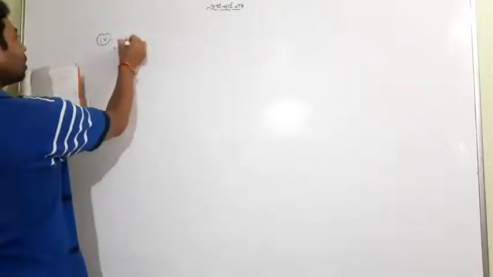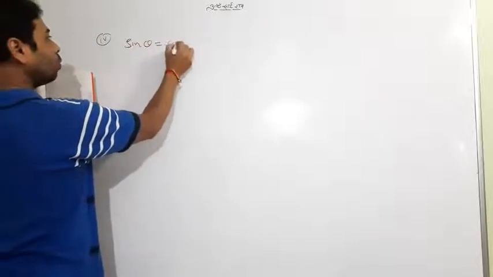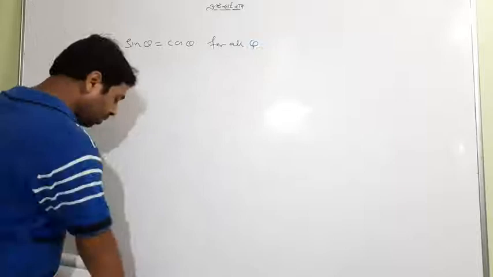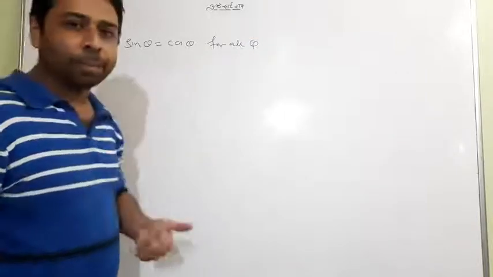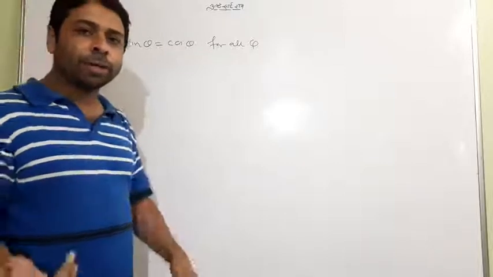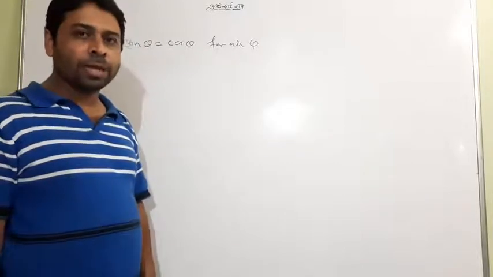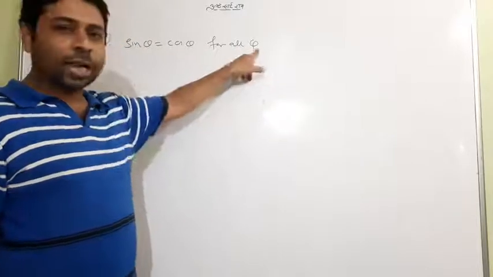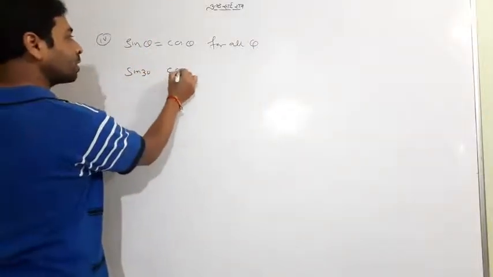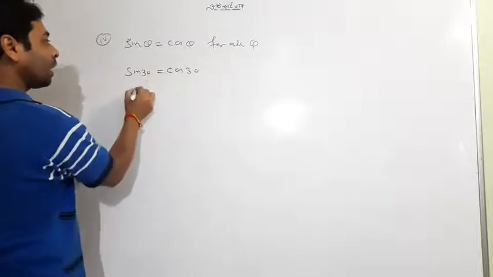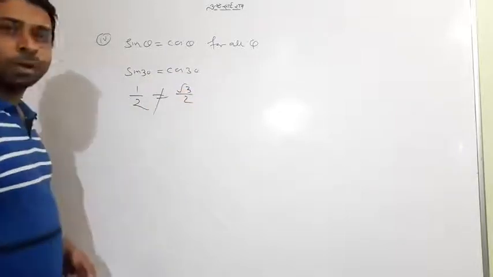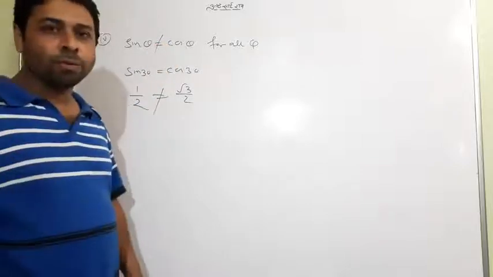The fourth question is: sine theta equals cos theta for all values of theta. What is its meaning? That these two are always the same for all theta, and theta is an angle. You can check by yourself by taking any value, like theta equal to 30 degrees. Take sine 30 and cos 30. Are they equal? Sine 30 is half, cos 30 is root 3 by 2. No, they are not equal. Meaning these two are not equal for all theta.